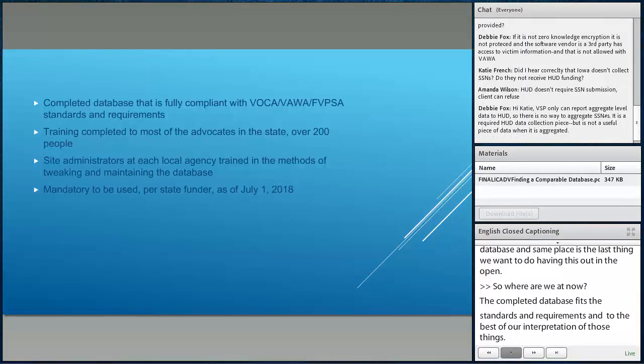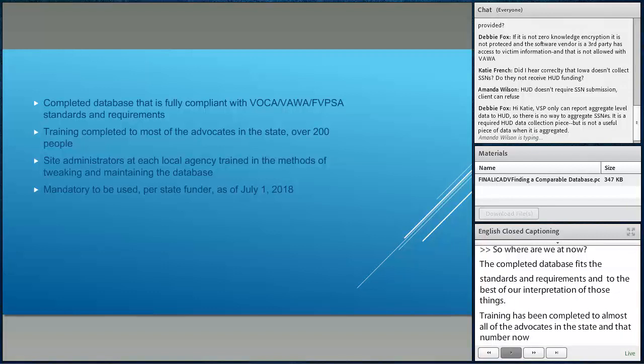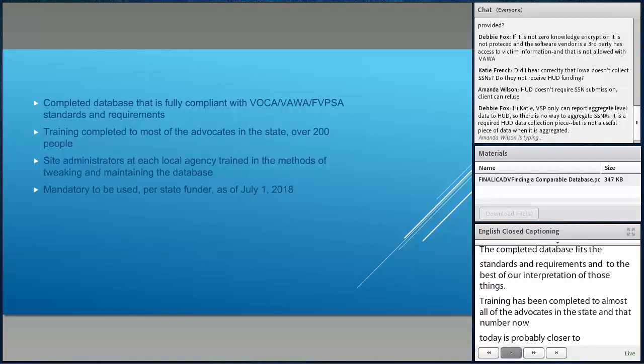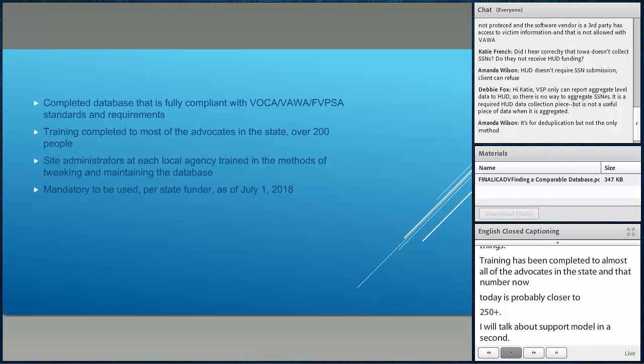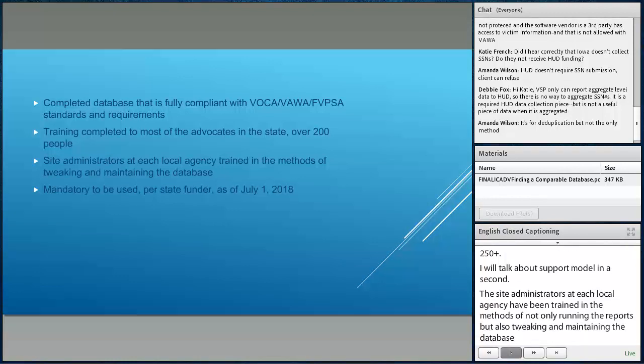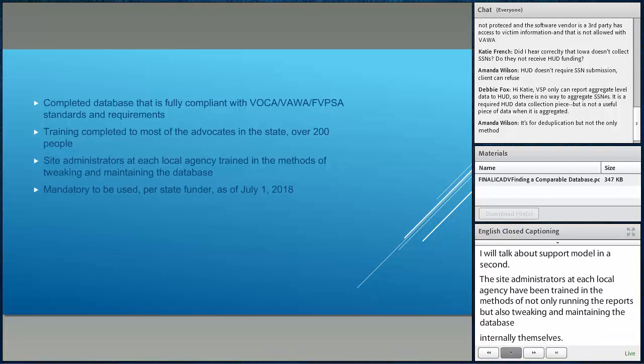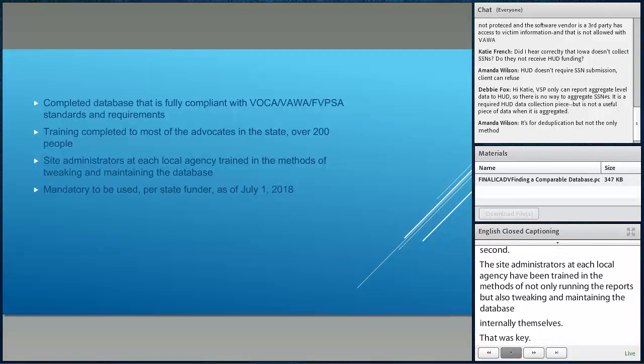The site administrators at each local agency have been trained in methods of not only running reports, but also tweaking the database and maintaining it internally themselves. That was key. You can hire up a database vendor and bring them in. They can make the database, and that's fine. That's half the work. The support model for this type of security is unique. I've never seen it in any place that I've ever done work for.